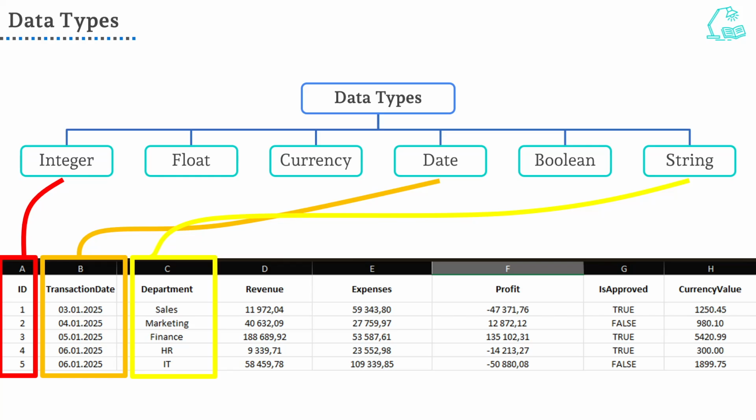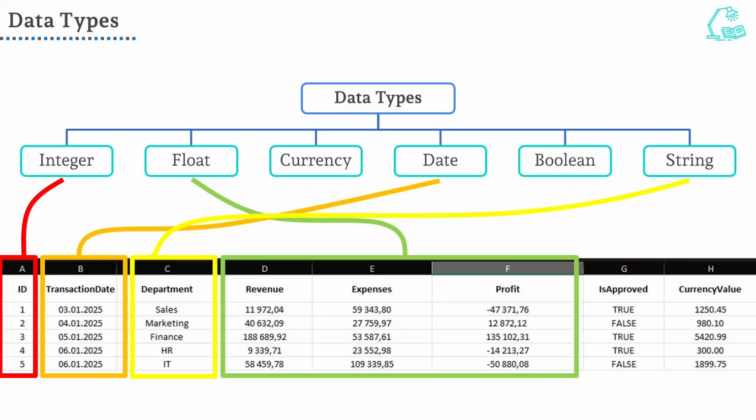After that, we look at the numerical financial columns: revenue, expenses, and profit. These are all numeric values that Excel interprets as float or currency types, depending on formatting. They contain decimal values and can be used for calculations, aggregations, and comparisons across the dataset.